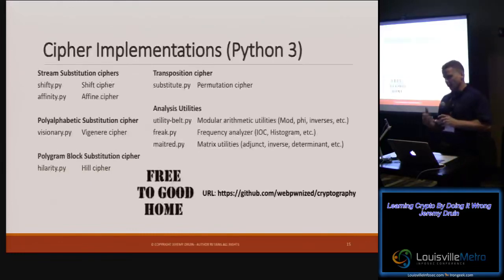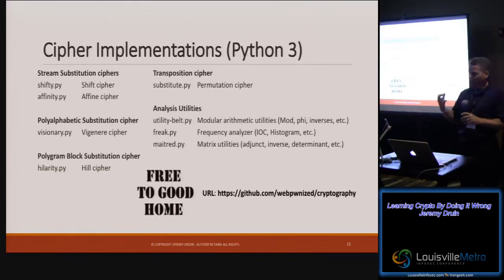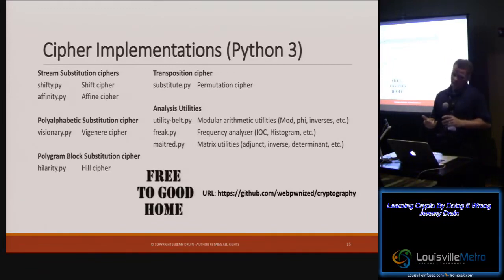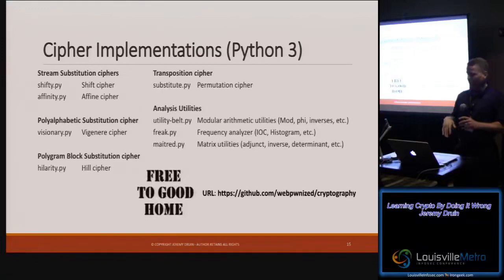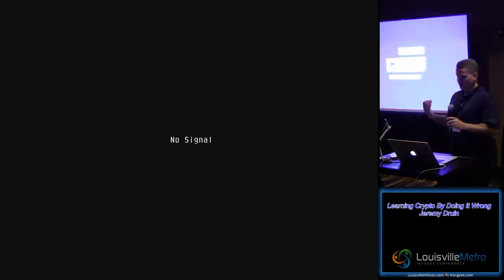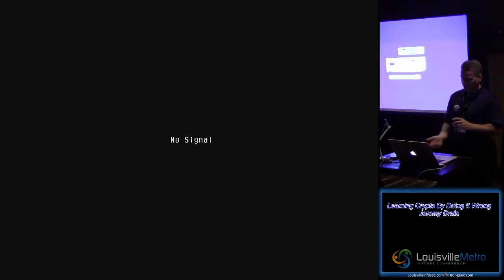So where do we start? Well, one of the first things I did when I was learning this was I tried to write some code that would implement these classical cryptography ciphers, just to help me understand it a little bit better. And so with that, I wrote Shifty and Affinity, which are substitution ciphers. And then the one we're going to look at today, the Vigenère, is implemented by the Visionary. And then I did polygram with the Hilarity, and that implements a Hill cipher, which is a polygram. Another thing I worked on was some utilities. The frequency analyzer is called freak.py, and that one is going to help us break the cipher.